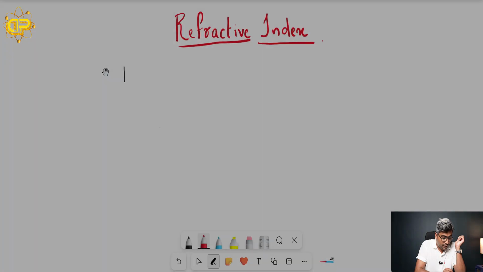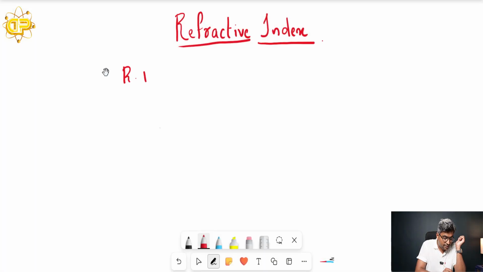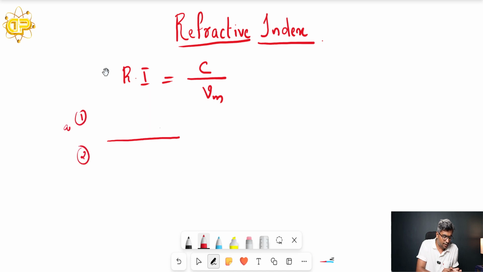So refractive index is defined as the ratio of velocity of light in vacuum or air to velocity of light in a medium. For example, this is a scenario. There are two mediums, 1 and 2, and the first medium is air. The light is coming from the air and entering the second medium. As air is a rarer medium and this second medium is a denser medium, we can say the light bends towards the normal.